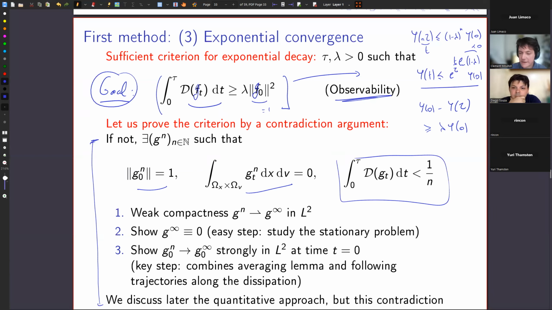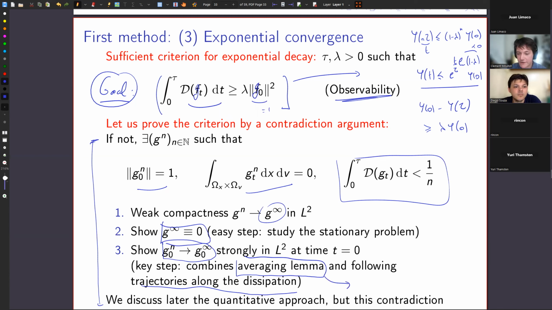By weak compactness, which of course is always true, I'll get a limit in L2. My solutions will be bounded because the L2 norm decreases. It's very easy to prove that the weak limit is actually 0 by studying the stationary problem. And then you will be able to prove that the initial solution strongly converges at time 0. And for that, you will have to combine averaging lemma and following the trajectories along the dissipation.